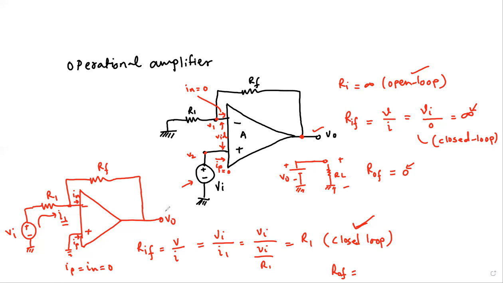Again, this output voltage of the operational amplifier will behave like an ideal source, as we've seen, and the whole voltage will appear across the load that we connect. So ROF will be 0. Okay, so the summary would be, this is the inverting case. And this is the non-inverting case.